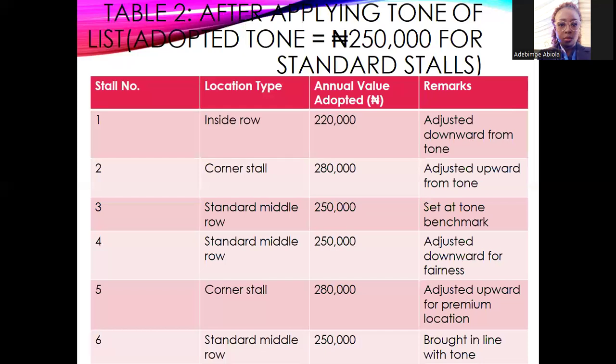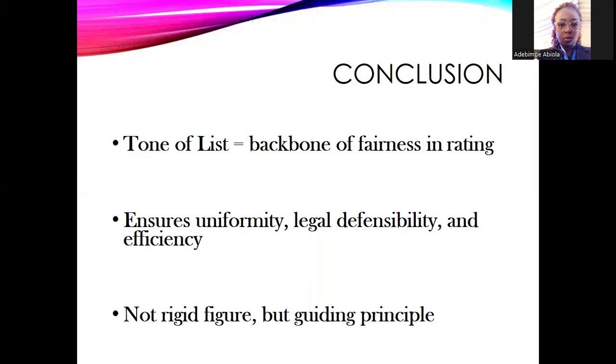And that is the essence of a tone of list, to ensure that there is fairness. Nobody is paying lower. Nobody is paying higher. Even if you are rich, even if you are poor, they ensure that, because of what you are using and because of where you are, you have to pay a certain rate for this locality. So I feel this example, in a way, will give you a better understanding of what a tone of list should look like.